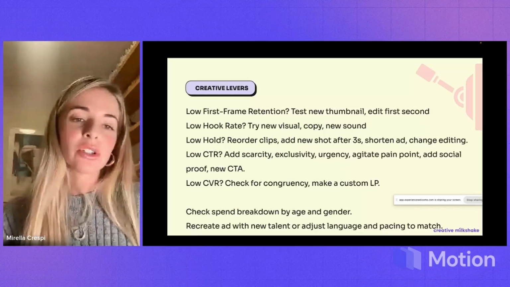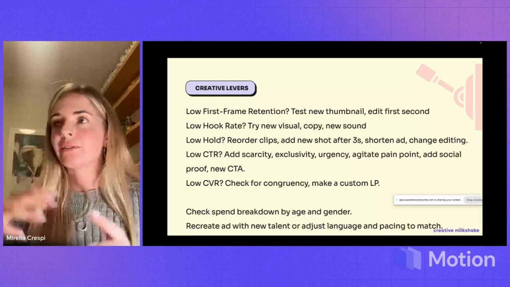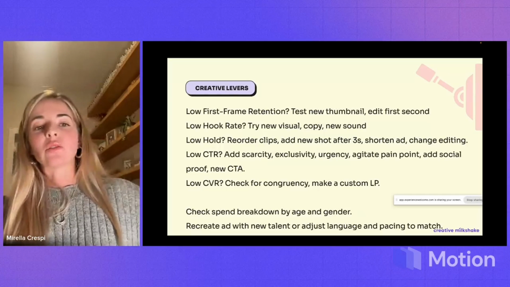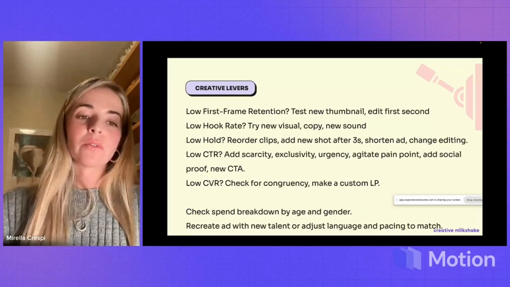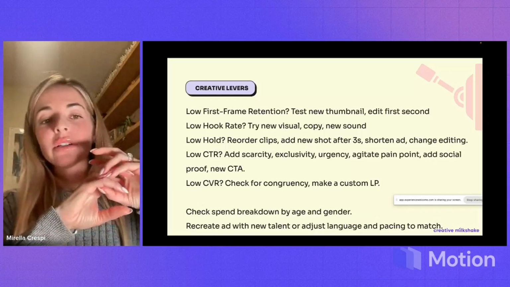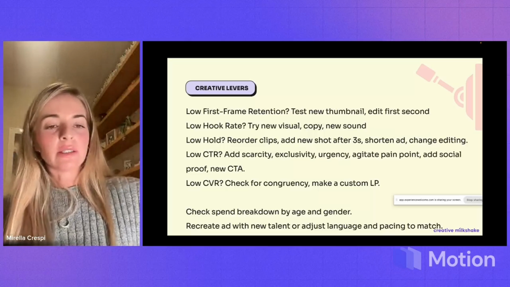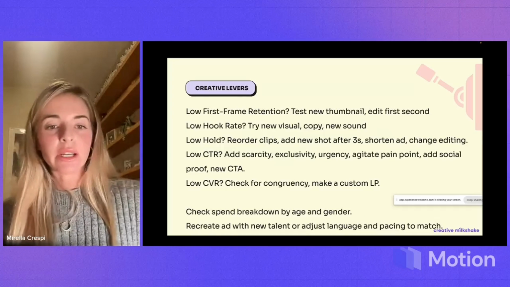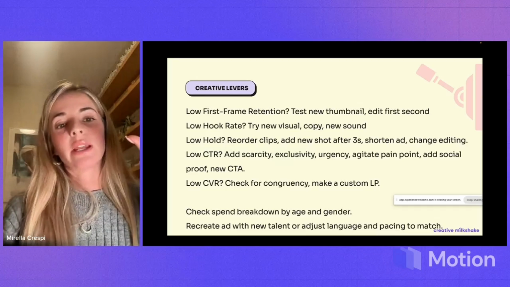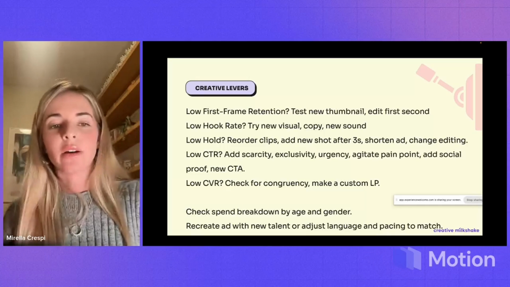And then low conversion rate, check for congruency or make a custom landing page. A lot of the times when we are going too far with the creative testing, new concepts and new messaging, you might deviate too much from the page you're sending them to from the ads. So it's always important to check for congruency, because if the ad metrics are really, really strong, it's doing the job of engaging the audience and bringing them to your website. So if you have a creative that really slaps on the ad metrics, but the conversion rate is low, maybe making a custom landing page or editing your page to bring the message from the ad onto your landing page.